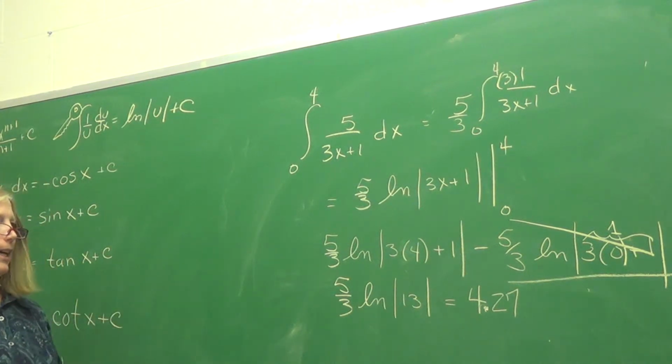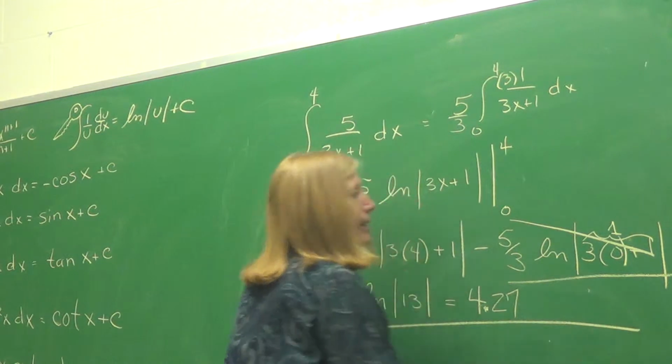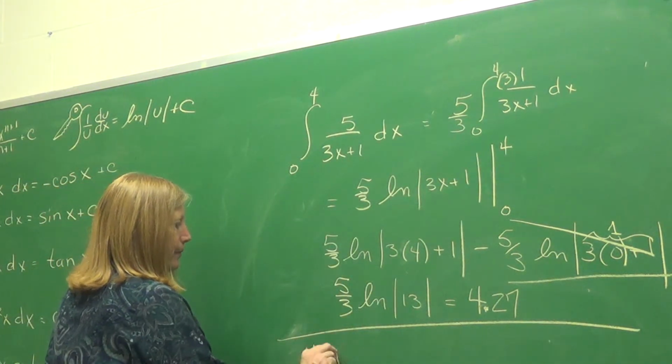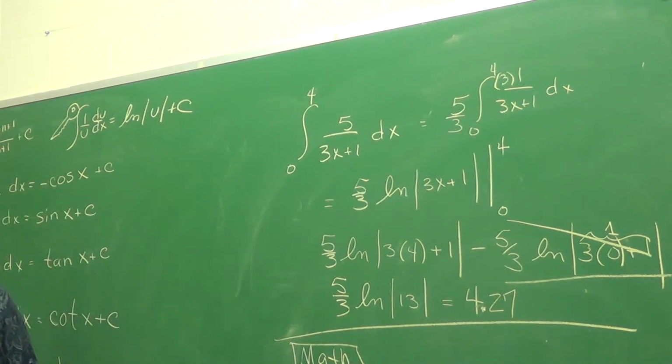Okay. Now I want to show you how to do that whole thing on your calculator. You go to the math menu, the math button, and scroll down until you find an integral. What number is it? 9. All right.